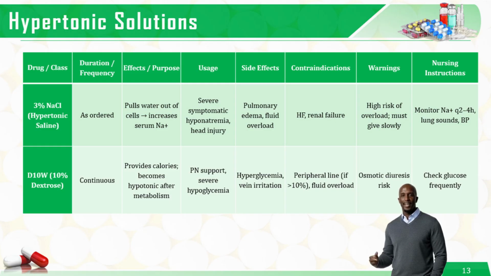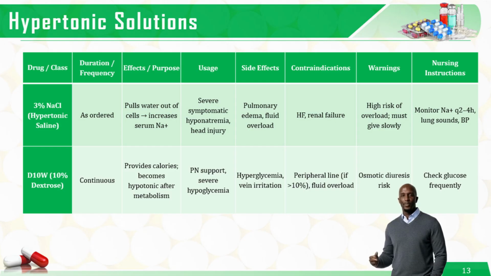3% sodium chloride, a hypertonic saline, is used for severe symptomatic hyponatremia and head injuries. It pulls water out of cells, increasing serum sodium. Side effects include pulmonary edema and fluid overload, with contraindications in heart failure and renal failure. Administer slowly, monitoring sodium levels, lung sounds, and blood pressure.